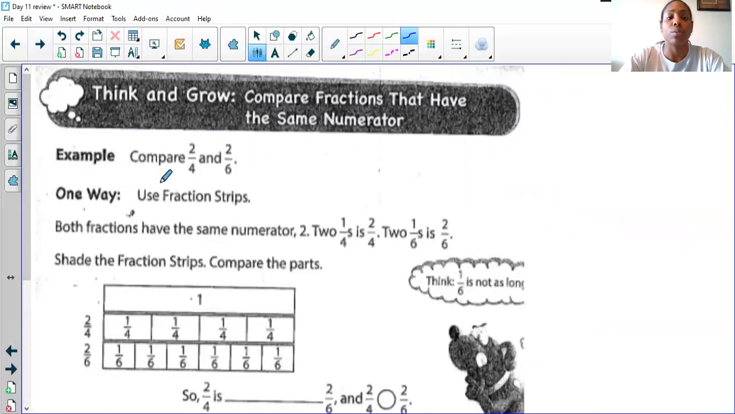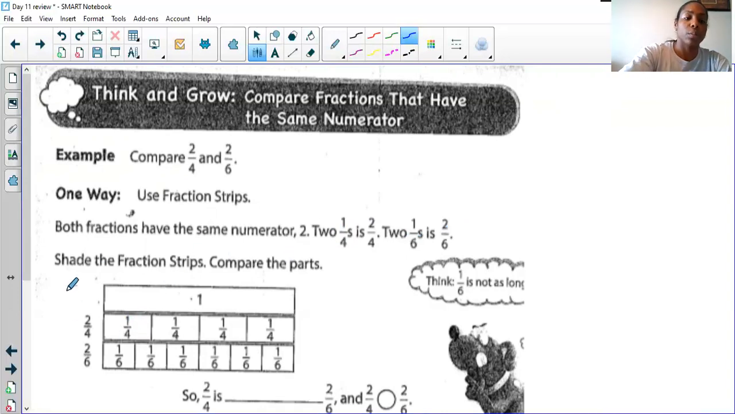So our first example is showing compare 2/4 and 2/6. One way is to use the fraction strips, which they have located right here for us. Both fractions have the same numerator of 2. And if you take a look, the numerator is the top number right there. 2 1/4 is 2/4, as well as 2 1/6 is 2/6. So shade the fraction strips, compare the parts.